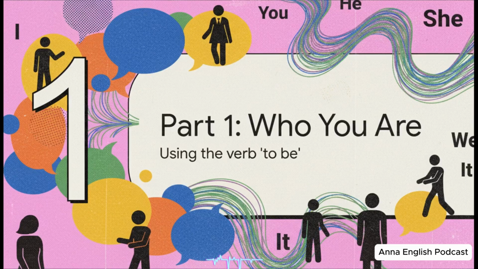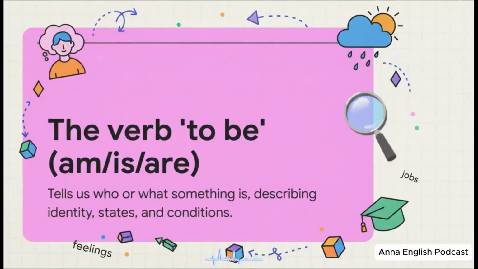The most basic and honestly the most important part of any language is just being able to say who you are. And to do that in English, we need one very, very special verb. Think of the verb to be as your new best friend in English. Seriously, we use it for everything, describing our jobs, our feelings, even the weather. It's the foundation for so many sentences.